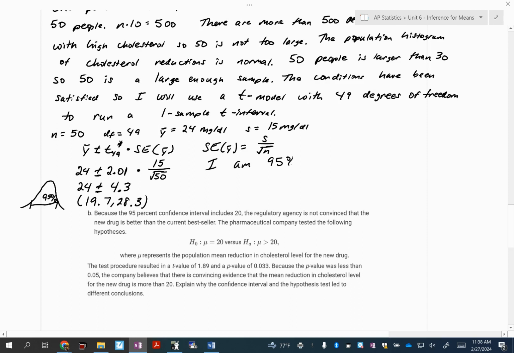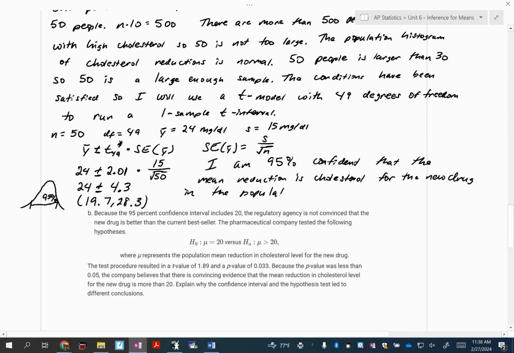I am 95% confident that the mean reduction in cholesterol for the new drug in the population of people with high cholesterol is between 19.7 and 28.3 milligrams per deciliter. All right, so that is part A.